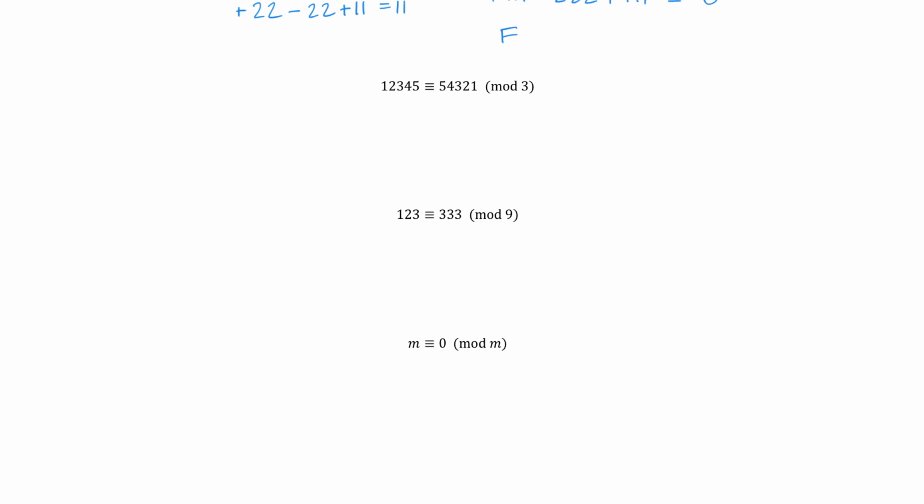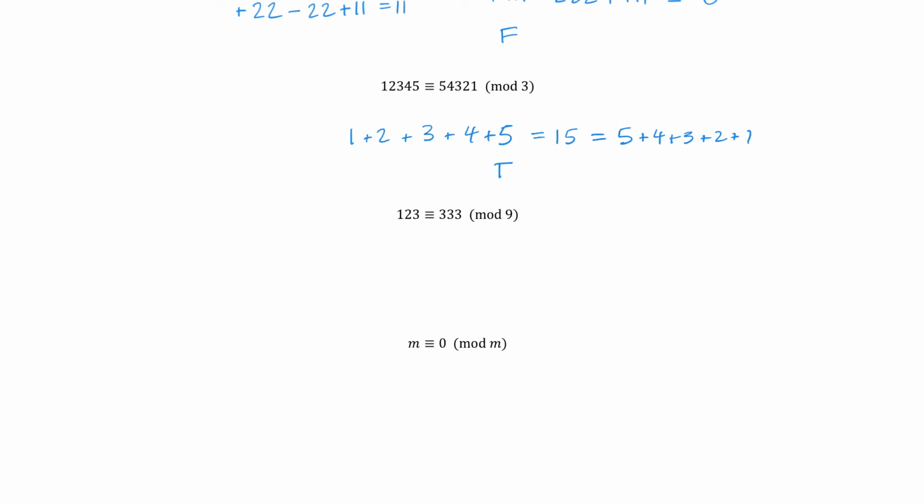So in our first problem, we have 1, 2, 3, 4, 5. Those are all the digits that are on the left-hand side. So if we add up all of these digits, we get 15. And if we add up the digits in a different order, we're of course still going to get 15. Addition is commutative. So both numbers have their digits adding up to 15, so both of these numbers will have the same remainder. In particular, the remainder is 0 because 15 is a multiple of 3. So this one is true.